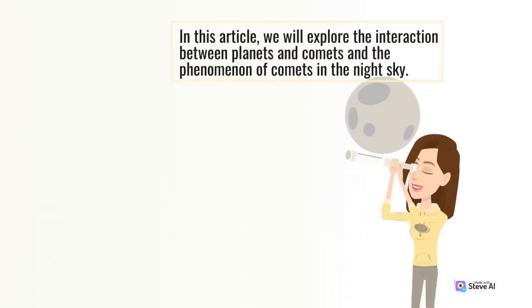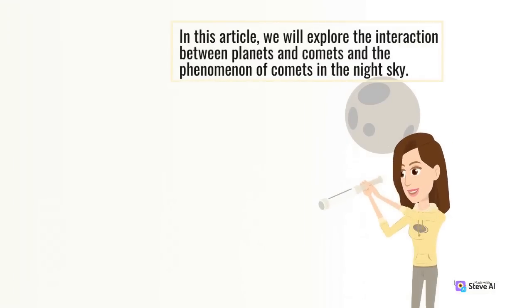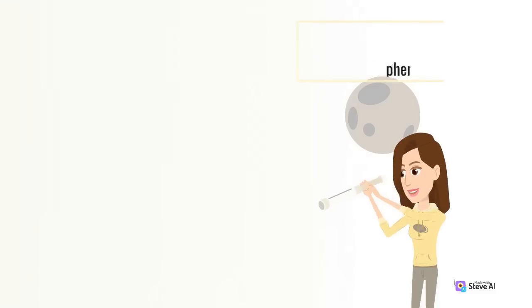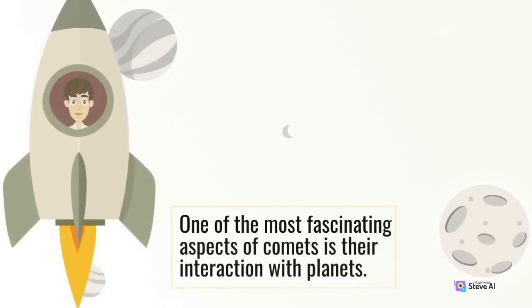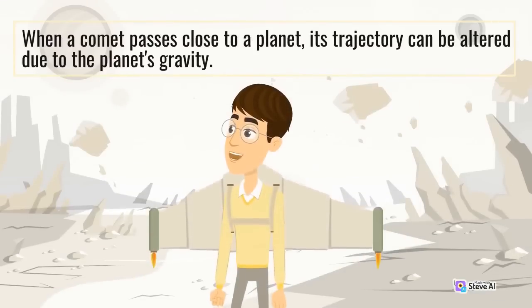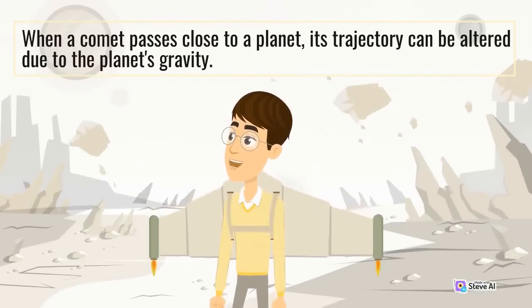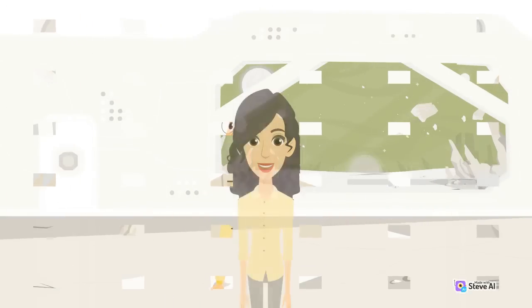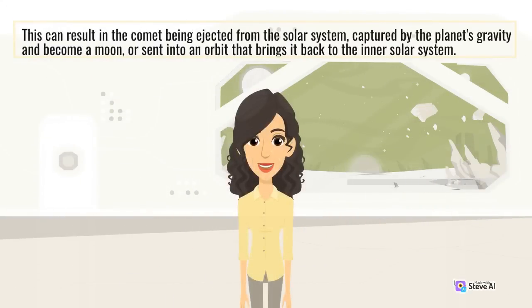In this article, we will explore the interaction between planets and comets and the phenomenon of comets in the night sky. One of the most fascinating aspects of comets is their interaction with planets. When a comet passes close to a planet, its trajectory can be altered due to the planet's gravity. This can result in the comet being ejected from the solar system, captured by the planet's gravity and become a moon, or sent into an orbit that brings it back to the inner solar system.